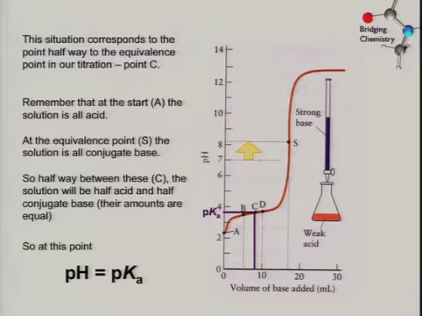And of course, I should point out that this curve obviously is not a curve for ethanoic acid, because the pH here is 3.6, right? So it's for a different acid, but the idea still applies.